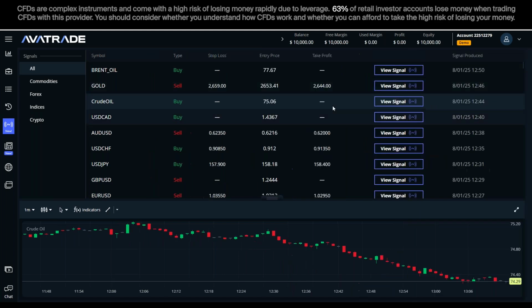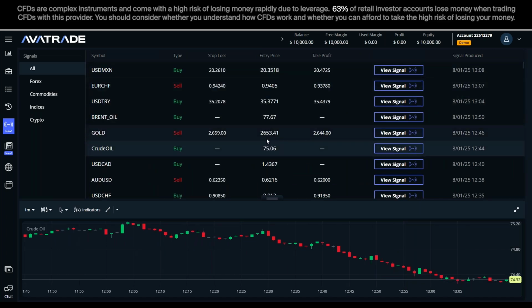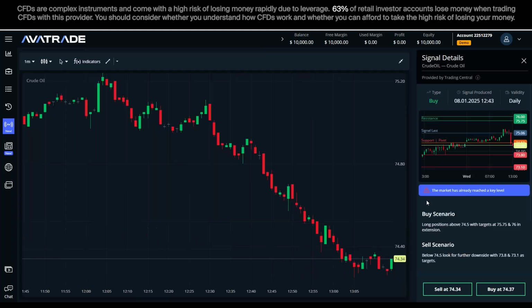In other words, every signal begins at some point, which is this point. The signals begin at a certain price, and we expect the price to get to take profit or stop loss based on the levels that are mentioned here in the chart.